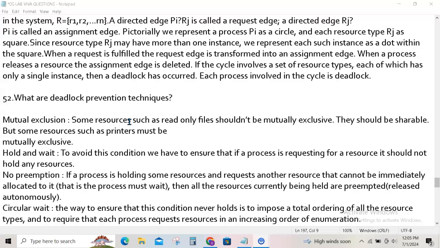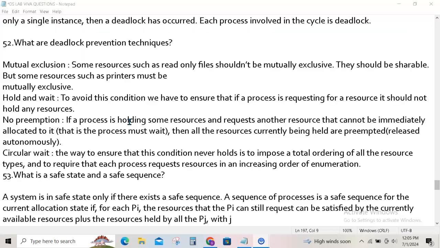Next, what are some deadlock prevention techniques? To prevent a deadlock, you can break any one of the conditions that is necessary for deadlock to occur, such as mutual exclusion, hold and wait, circular wait, and no preemption.